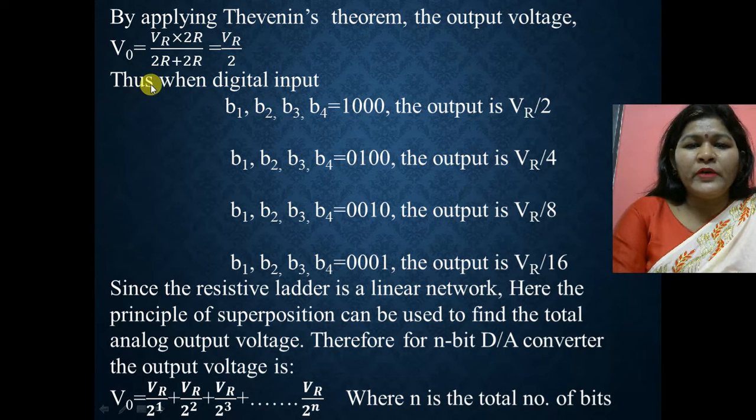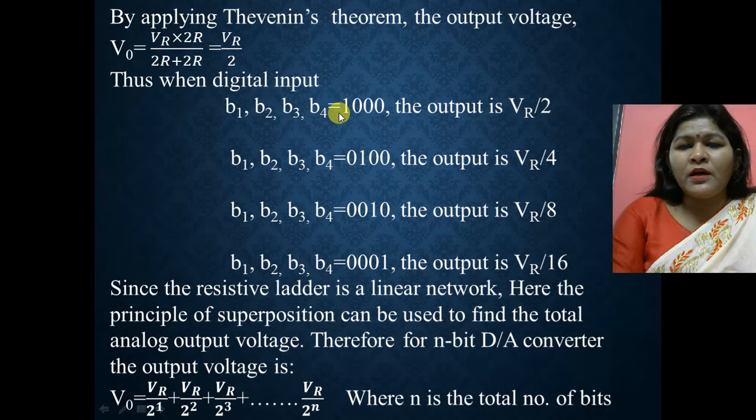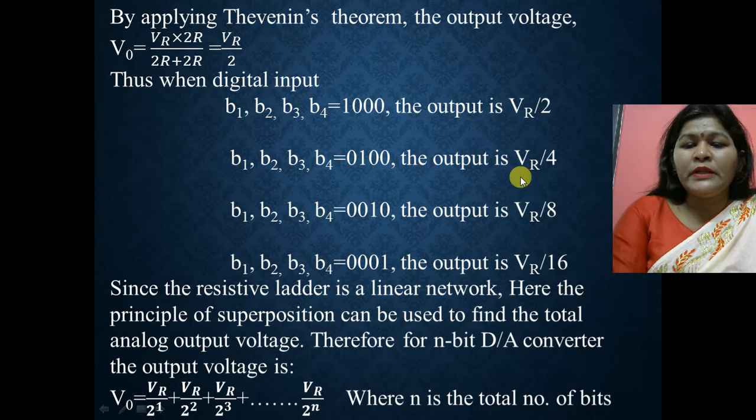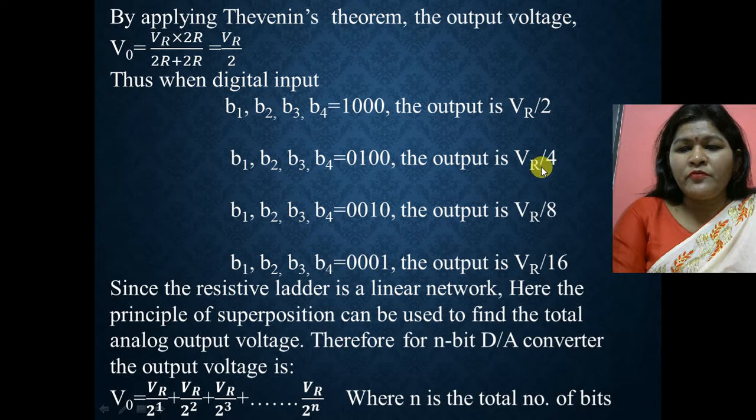Now when we consider the digital bits B1, B2, B3 and B4 equal to 1 0 0 0, the output is VR by 2. We have already found this output voltage, VR by 2. Now we consider B1, B2, B3 and B4 equal to 0 1 0 0, then the output becomes VR by 4. We find this output voltage in the same way.